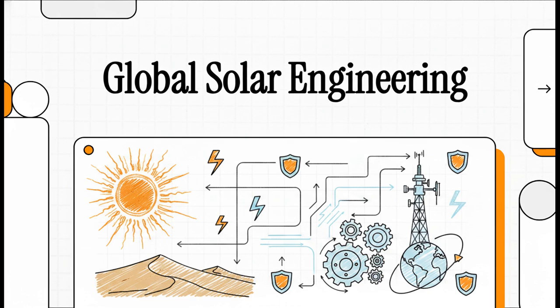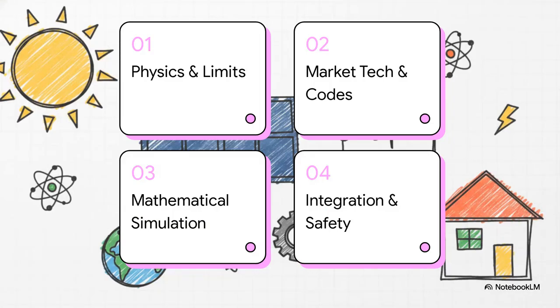Exactly. So today, we're bridging that gap. We're taking theoretical physics and translating it into field engineering. Let's dive in. First up, we'll cover the physics foundations and limits. Then we'll look at market technologies and global codes. After that, we'll walk through a step-by-step mathematical simulation together. And finally, we'll wrap up with system integration and safety.